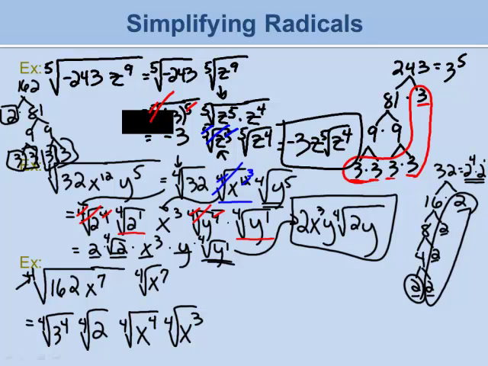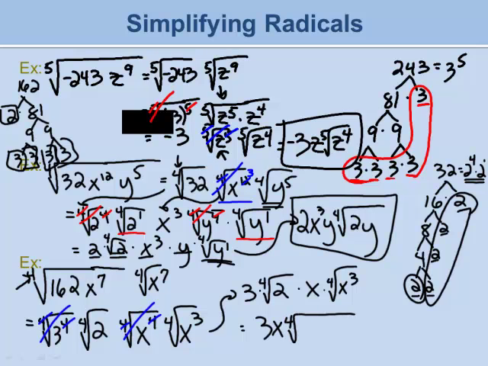And simplify where appropriate. Our 4's cancel here and our sign goes. Our 4's cancel here and our sign goes. That leaves us with, if we bring it up here, 3 times the 4th root of 2 times x times the 4th root of x cubed, which is the same as 3x times the 4th root of 2x cubed. And that is our final answer.